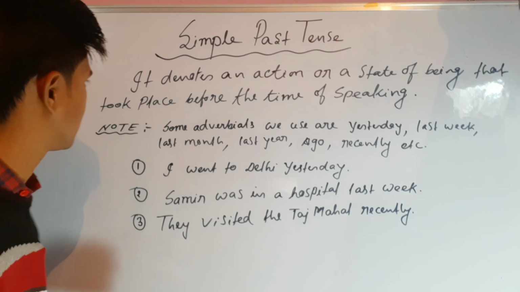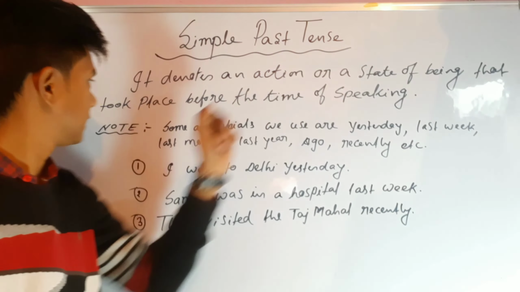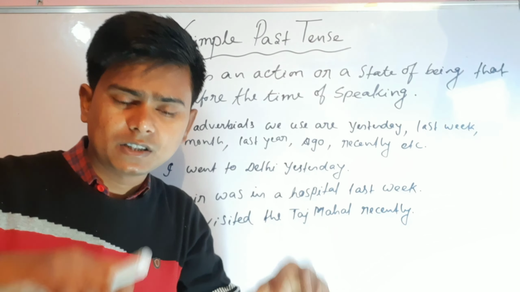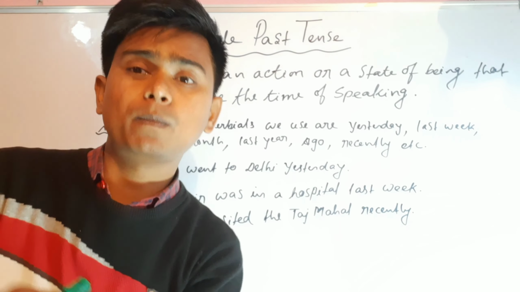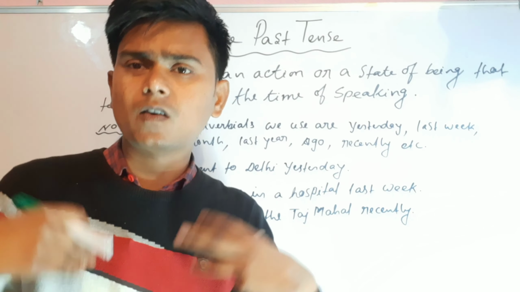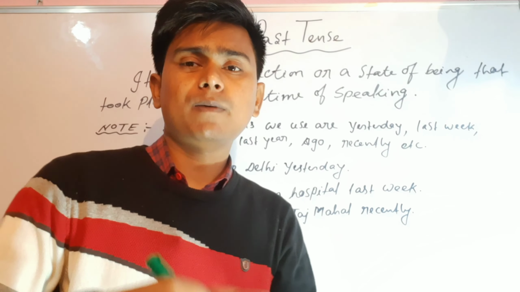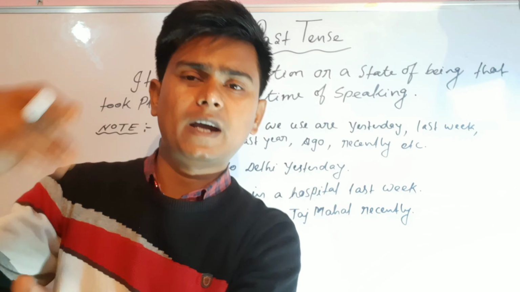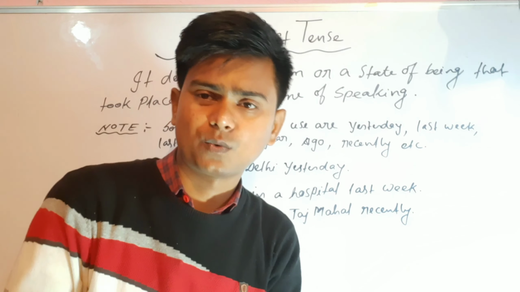Look at this, what is written. It denotes an action or a state of being that took place before the time of speaking. It means simple past tense denotes an action that took place in the past. As right now I am speaking to you, and if I am speaking about an action that took place in the past, it is said to be in simple past tense.